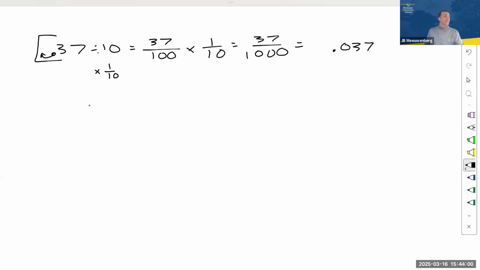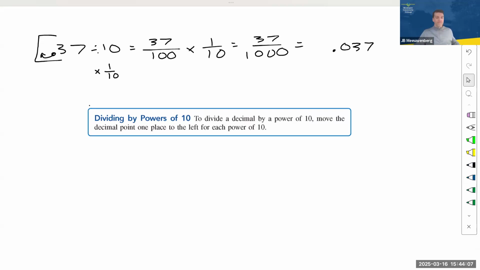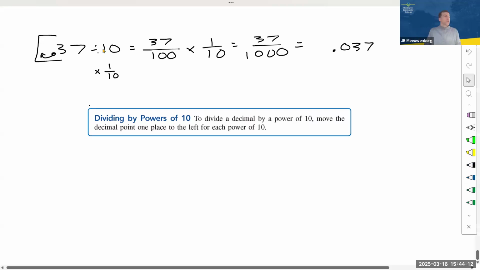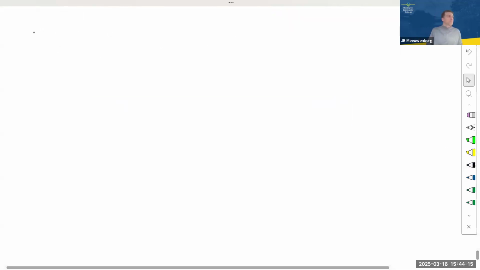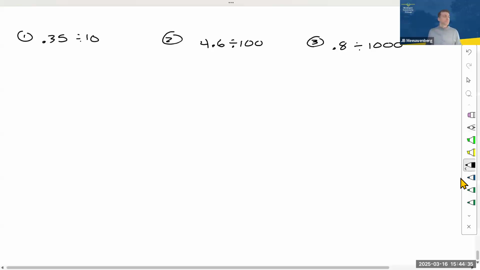And that's going to be the same for however many powers of 10 you are dividing by. For every power of 10, you're going to move it one additional place to the left. So now it's your turn to try a couple of these. We will do 35 hundredths divided by 10, by 100, and 8 tenths divided by 1000. Take a moment and calculate each of those.